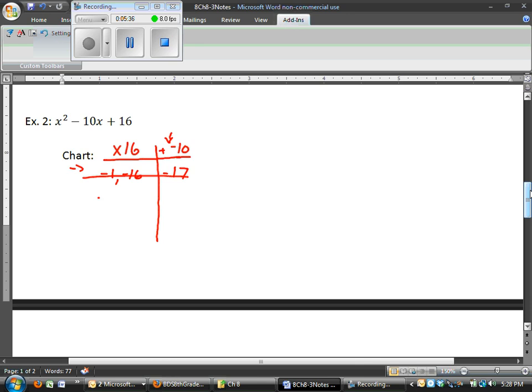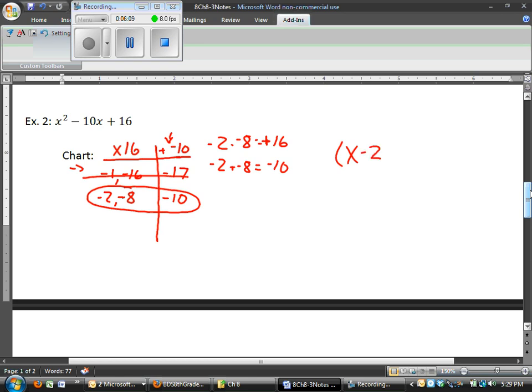Then I can try negative 2 and negative 8. Negative 2 times negative 8 is 16. Negative 2 plus negative 8 is negative 10. Okay, that one works. Negative 2 times negative 8 is positive 16, and negative 2 plus negative 8 equals negative 10, which is exactly what I wanted. So that means I can write my final answer. This time, instead of plus, I have two minuses. So I'm going to have x minus 2 and x minus 8.